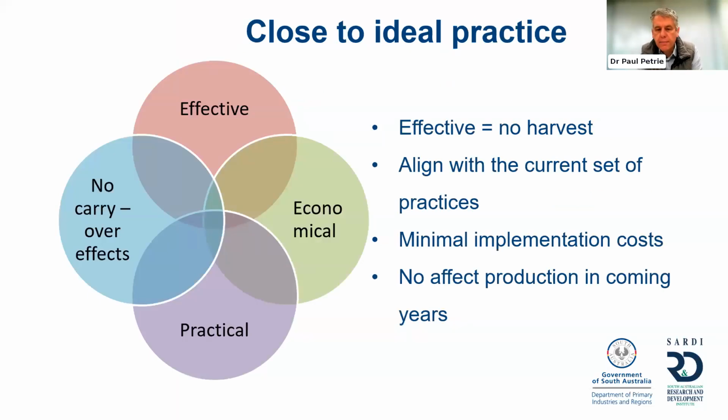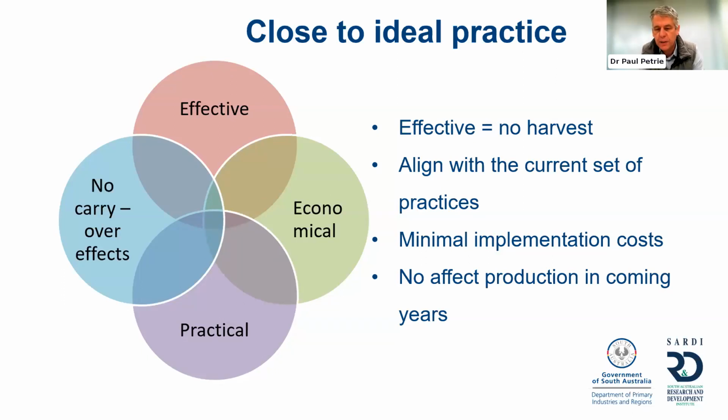So what does the ideal practice look like for vineyard resting? It has to be effective. Obviously, we don't want to harvest fruit, or the yield has to be low enough that there isn't really any fruit there to harvest. It has to align with our current set of practices. So it has to be something that we would normally do.